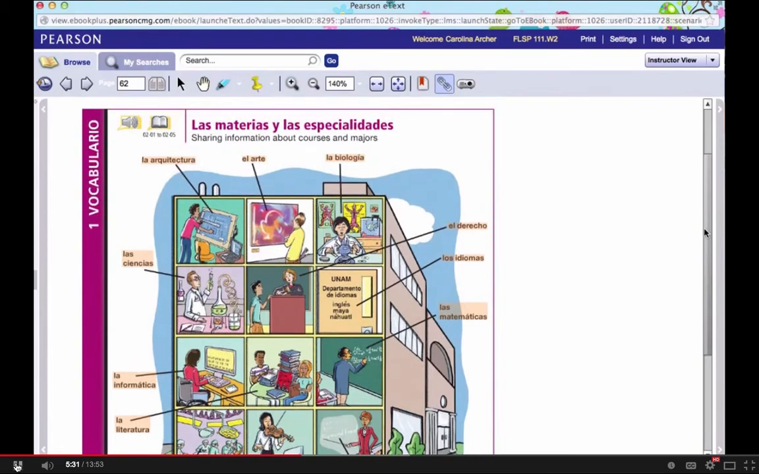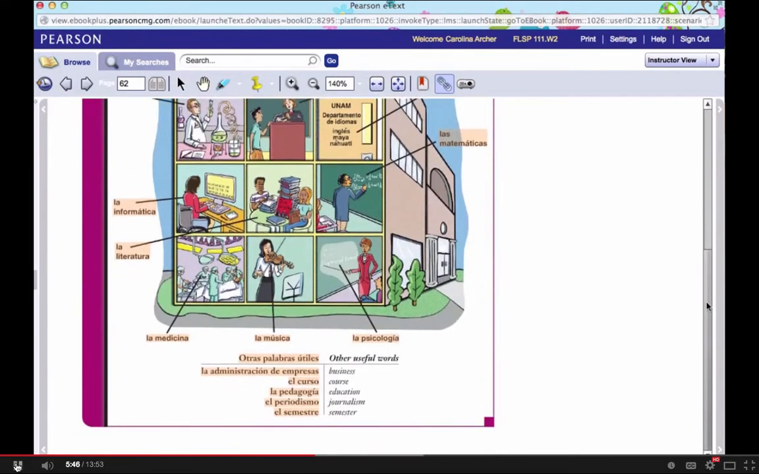Muy bien. Entonces, you can click here. La arquitectura. And here, how they're pronounced. El arte. Muy bien. El arte, la biología. La biología. Muy bien. Okay, so work on the vocabulary some. Here you have other words. La administración de empresas, business. El curso, la pedagogía. El periodismo, el semestre.